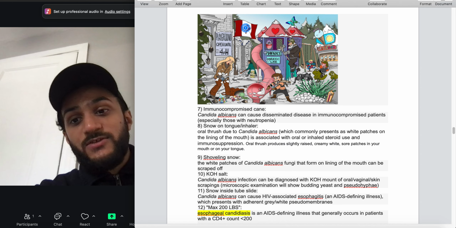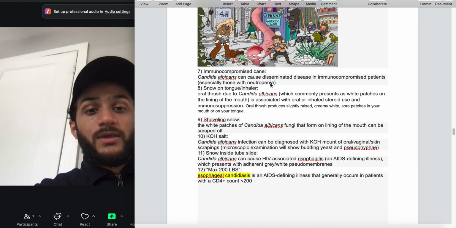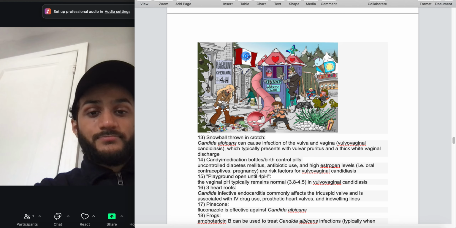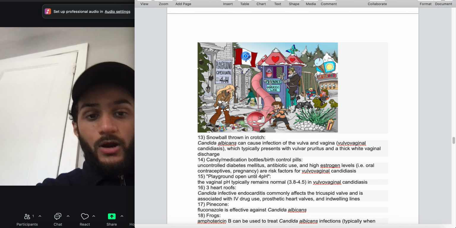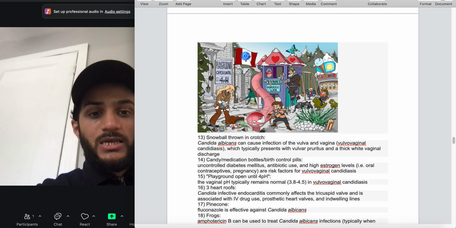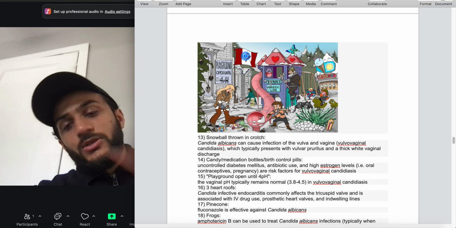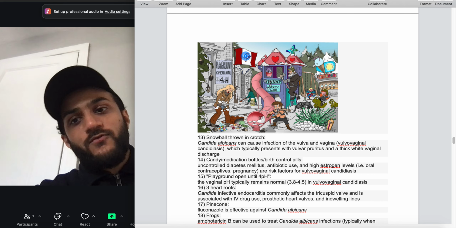Then we can see AIDS-defining illness can involve the esophagus. If it's less than 200, it's going to be an AIDS-defining illness over here. We can see a snowball and a crotch. This is going to be vulvovaginal candidiasis. Then we can see over here the oral contraceptives, OCPs, uncontrolled diabetes, antibiotics, high estrogen. Then we can see the normal pH is going to be 3.8 to 4.5.